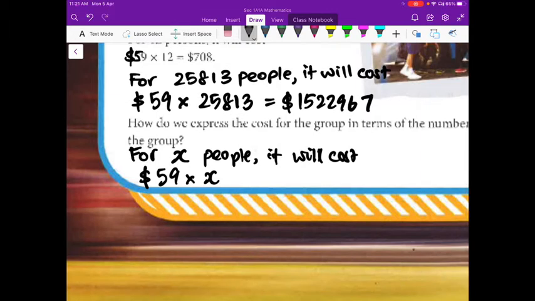We write, you look closely, 59X. Okay? 59X. Don't have the times in between. Please write this down first, then we'll go for a reset. Go for next lesson.